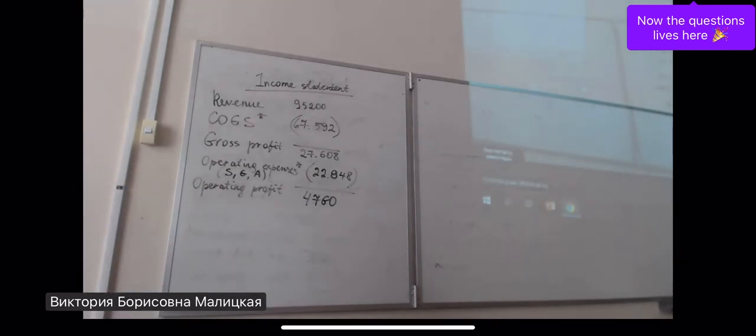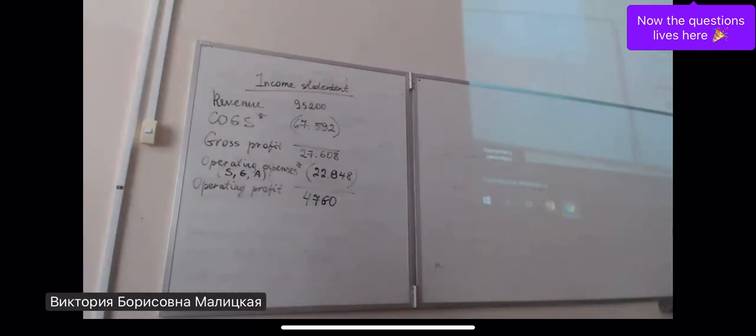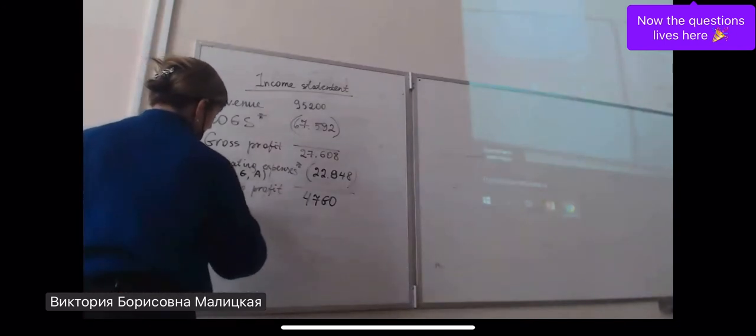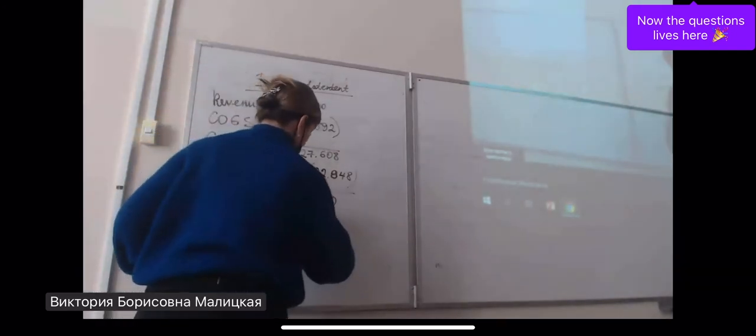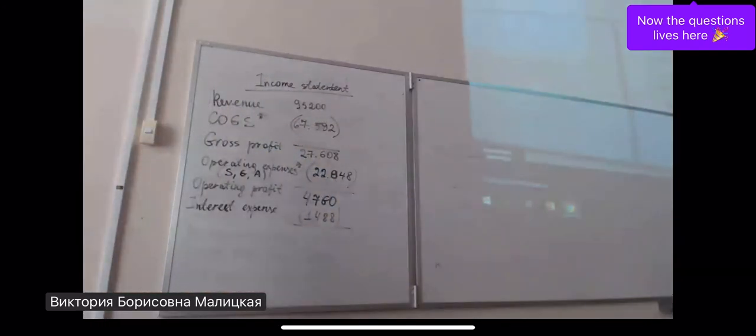We have some interest expenses. Is that clear to you guys? Interest expense. We have interest expense. It's already given, right? And we know that operating profit is followed by other income and other expenses. So we're just writing down interest expense. How much is it? 1,488. And now we have 3 last lines.